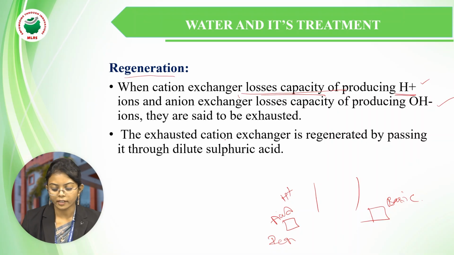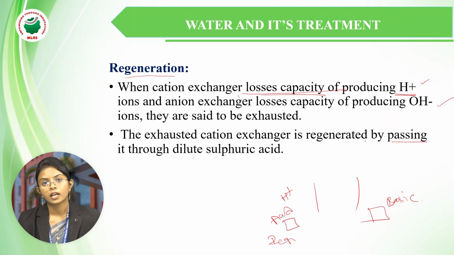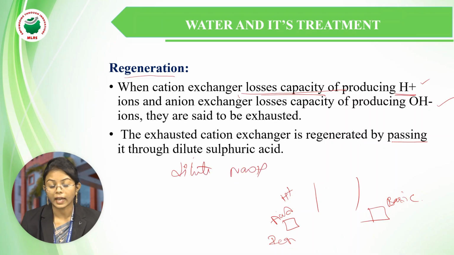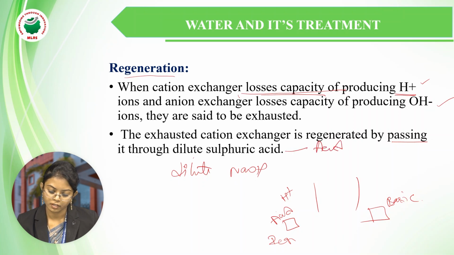The exhausted cation exchanger is regenerated by passing dilute sulfuric acid through it, and the exhausted anion exchanger can be regenerated by passing dilute sodium hydroxide through it. So this is for the acid, this is for the basic. This is how we can regenerate the resins.